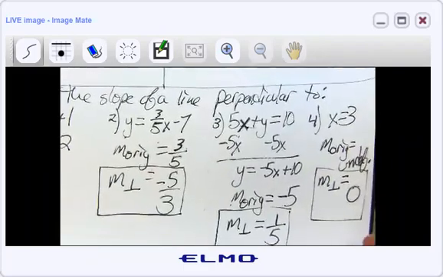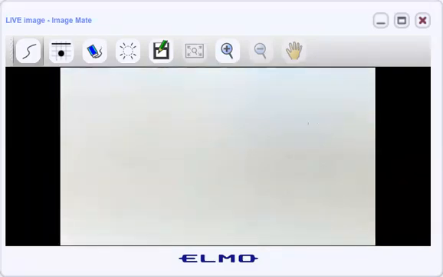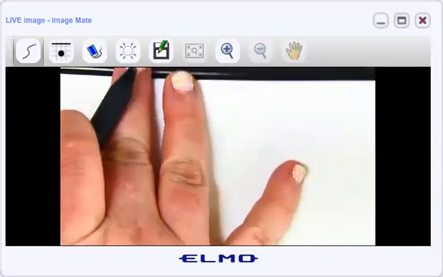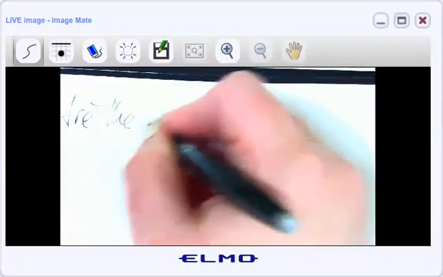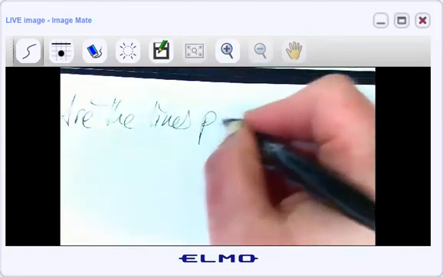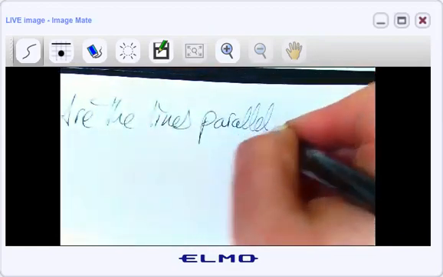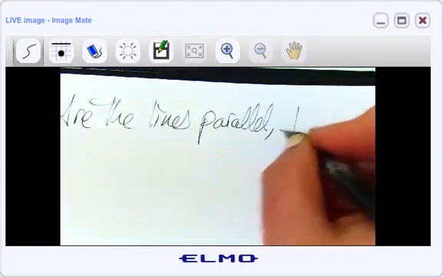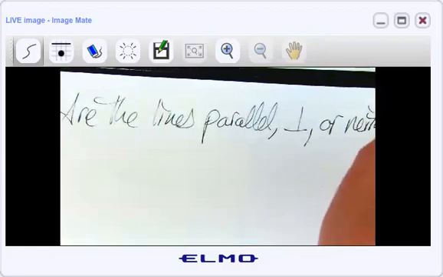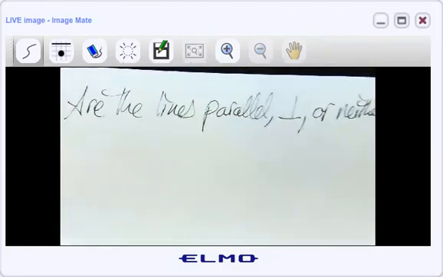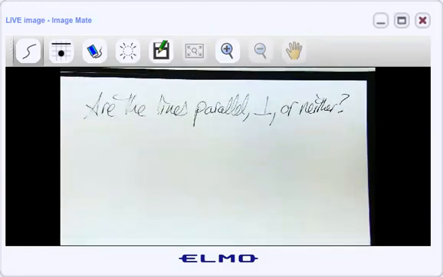Okay, I got to flip this page, so I hope you got it. Last thing I'm going to ask you, you're going to see the last couple questions on your homework are like this. It's going to ask you, are the lines parallel, perpendicular, or neither? Oh, this is interesting. Let me zoom out here so we can actually see it. There we go.